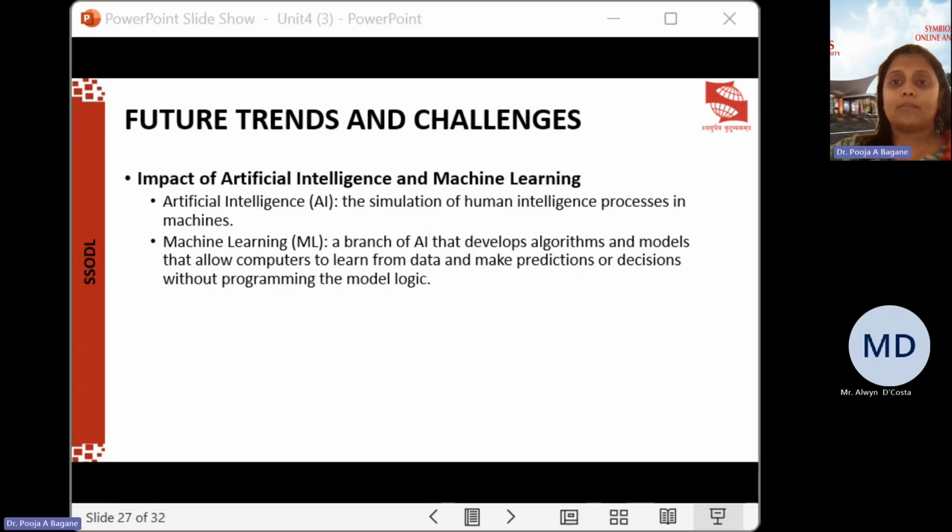Then the AIML, how the impact of AIML is there. So we know that AI means what? It mimics human behavior. So we can say it is a simulation of human intelligence processes in the machine. So intelligent machines are programmed to imitate human cognitive functions such as learning, reasoning, problem solving, decision making.